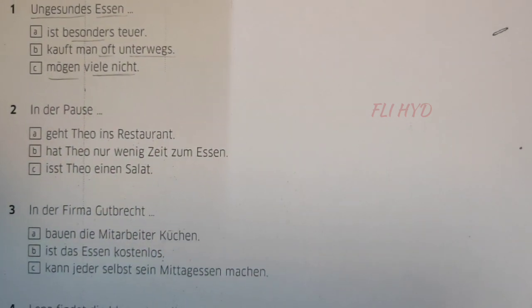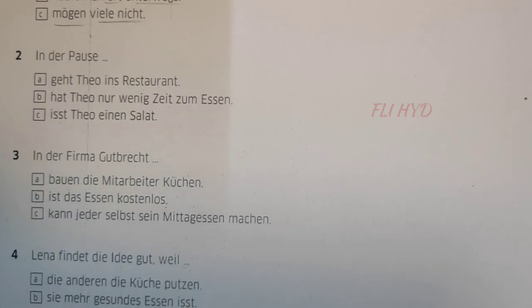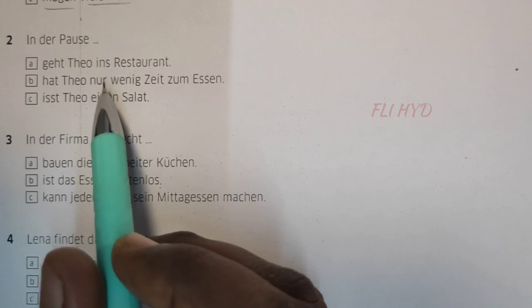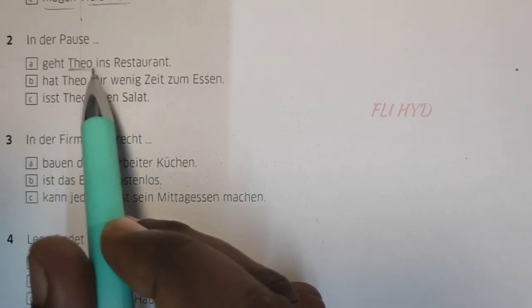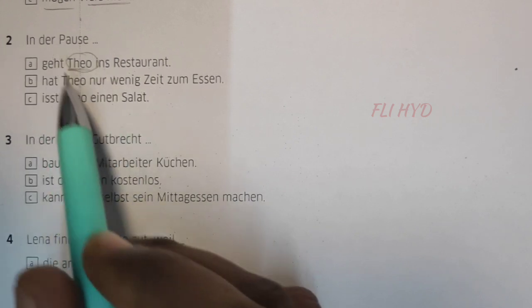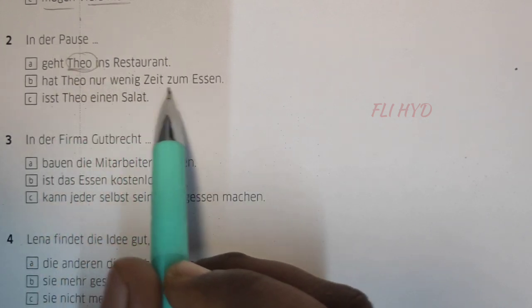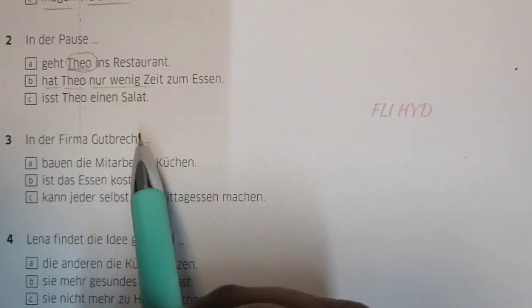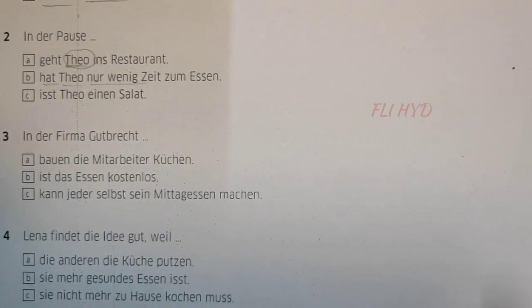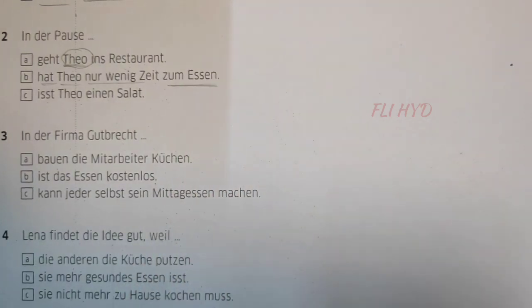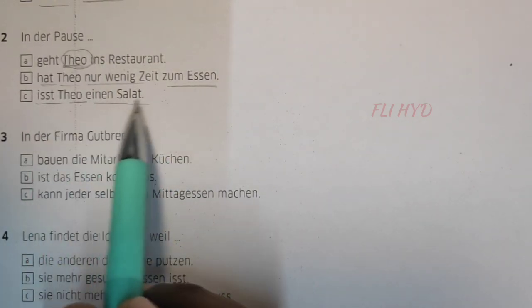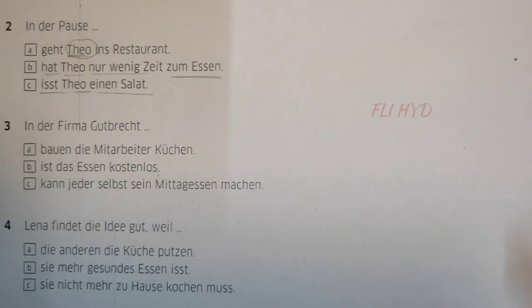Next one, second one. In der Pause. Pause, a break. In der Pause, in the break, geht Theo ins Restaurant. So Theo goes into the restaurant. Theo is a person. Hat Theo nur wenig Zeit zum Essen. So Theo has nur wenig Zeit, only a little time zum Essen, to eat, literally. Isst Theo einen Salat. So in the break, Theo eats a salad. We have to check which option is the right one.